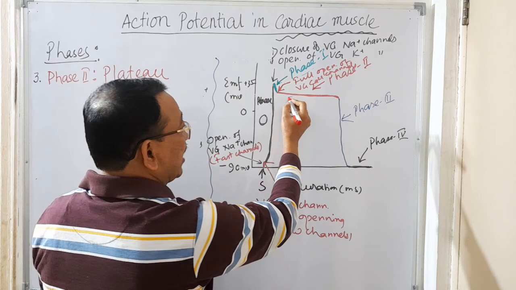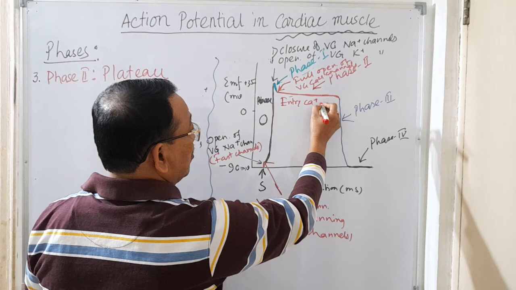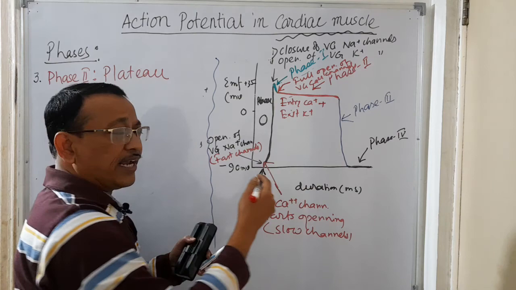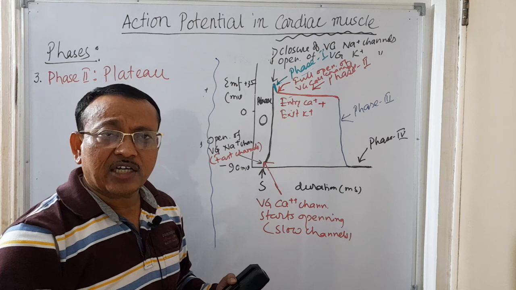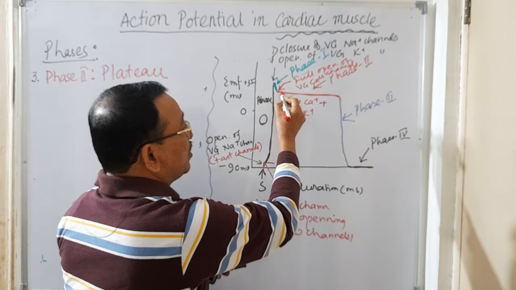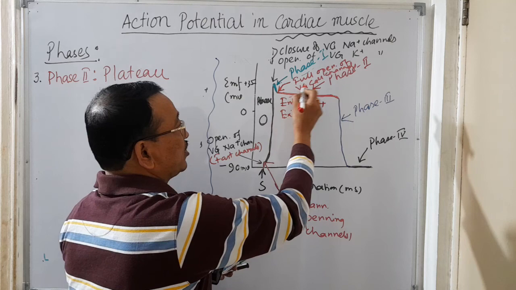So at this part, what has happened? There is an entry of calcium ions, that is counterbalanced with the exit of potassium ions. The exit of potassium ions, which results in the rapid fall of the electropositivity inside, is counterbalanced by the entry of another form of positive ions, that is calcium ions, and thereby the potential difference across the membrane becomes sustained, becomes continued. And this is the phase known as phase 2 or the plateau phase.